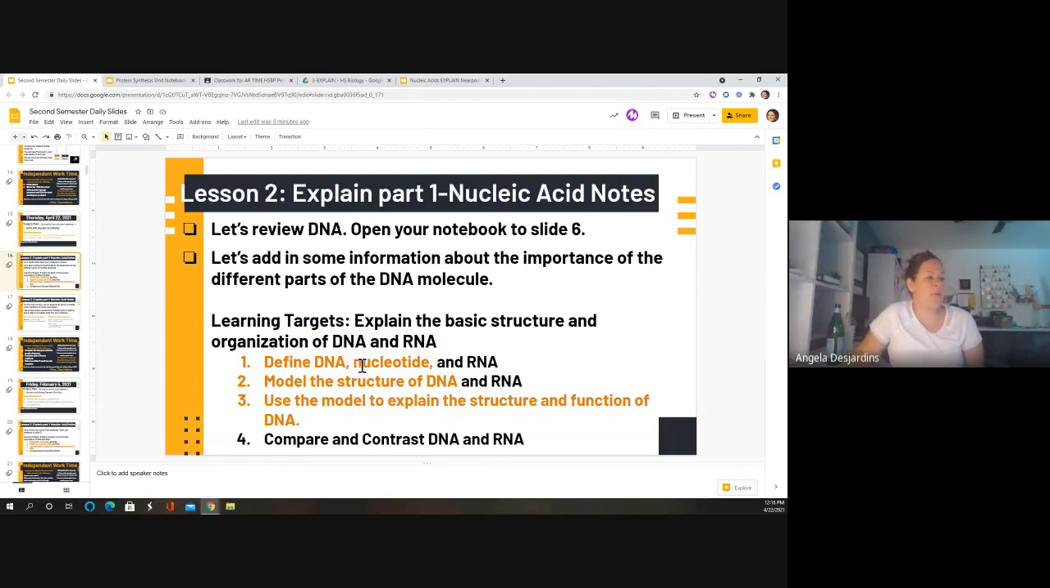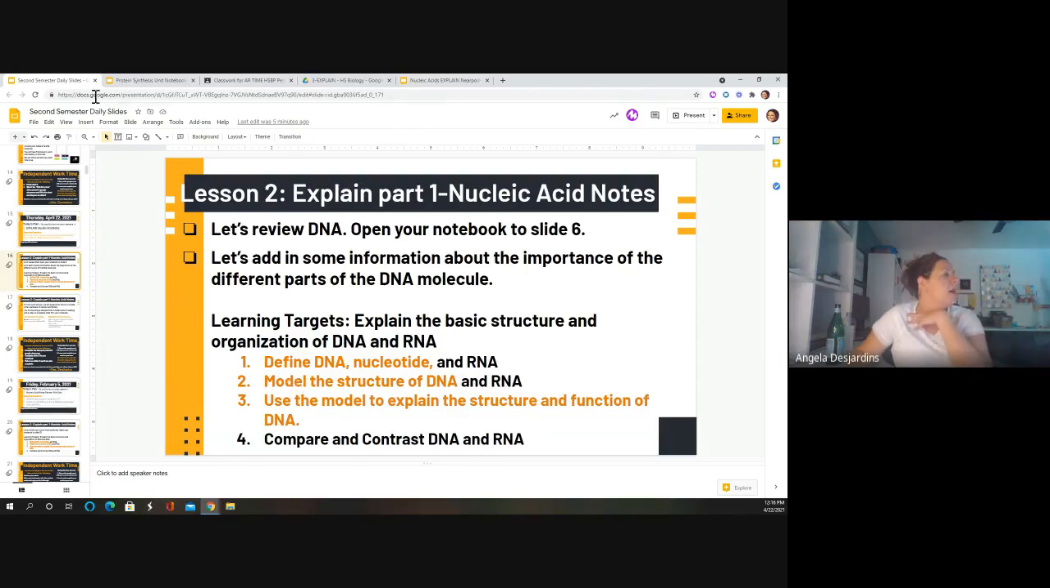But from yesterday, remember our big goals. So things that you should be able to kind of checklist be able to do. 1, you can define DNA. And you can define what a nucleotide is. Today, we're going to add one more term. So we're adding RNA. So what is RNA? The second thing, you'll be able to model the structure of DNA. And then today, we're going to be modeling the structure of RNA. We're still going to use those models to explain, again, that structure-function relationship for DNA. And then lastly, you guys are going to be able to compare and contrast DNA to RNA.